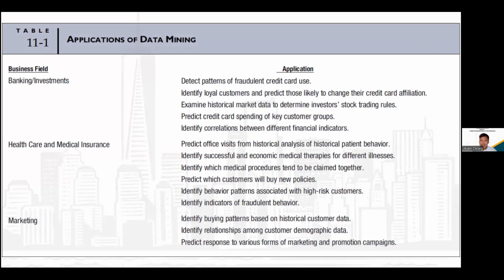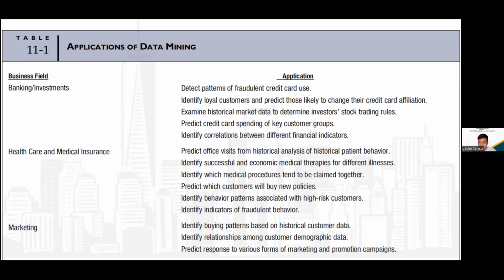Sa healthcare and medical insurance naman na business field, na-apply natin ang data mining sa pag-predict ng office visits from historical analysis of historical patient behavior, identify successful and economic medical therapies for different illnesses, identify which medical procedures tend to be claimed together, predict which customers will buy new policies, identify behavior patterns associated with high-risk customers, and identify indicators of fraudulent behavior.